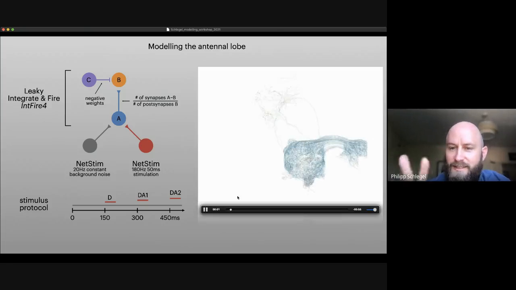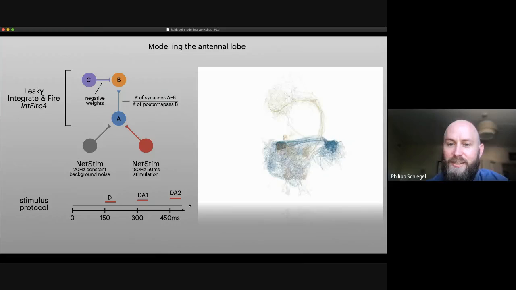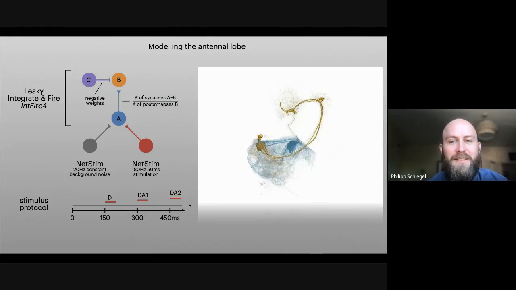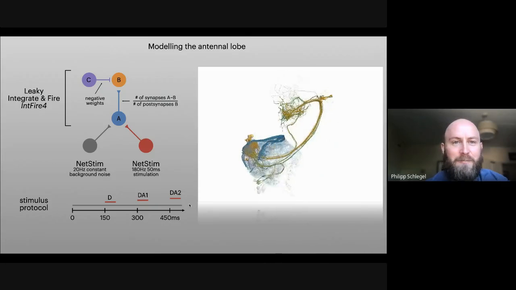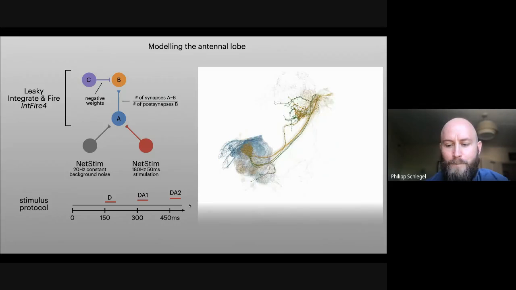There you go. So you can see this background. It's an artsy thing, so it's not 100% accurate, right? But essentially, you see this background activity, and then every now and then something pops up more strongly, and this is when I activated the respective glomerulus.